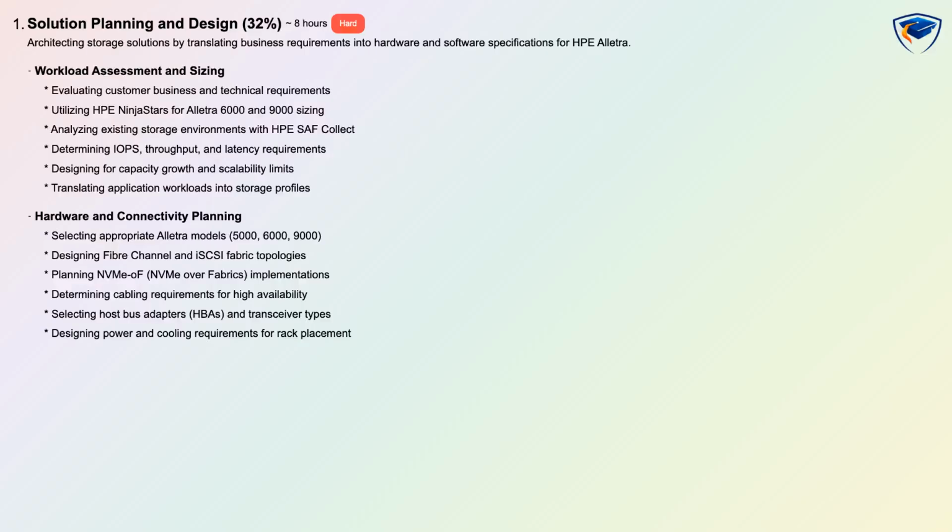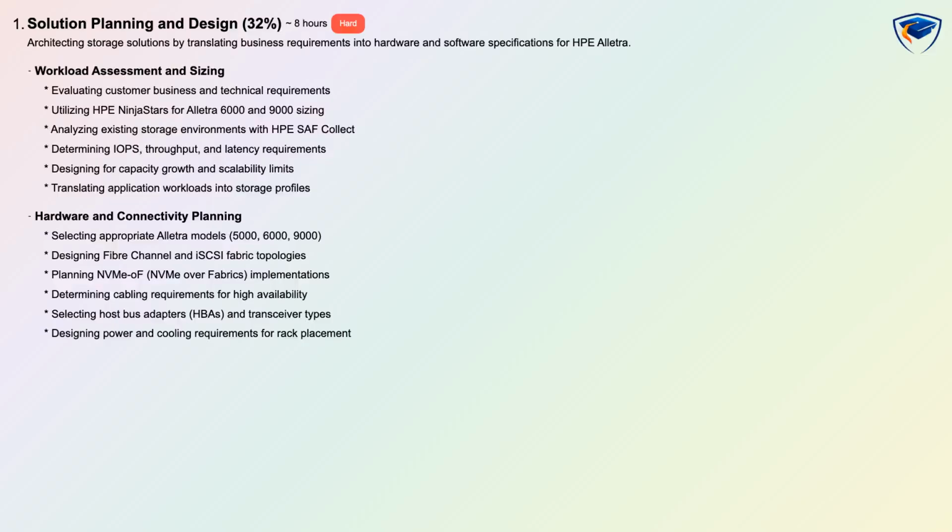You will learn how to translate business and application requirements into hardware and software specifications for HPE Alletra, including workload assessment and precise sizing. Topics include evaluating customer requirements, using HPE NinjaStars for Alletra 6000 and 9000 sizing, analyzing existing environments with HPE SAF Collect, and determining IOPS, throughput and latency needs while planning for capacity growth.